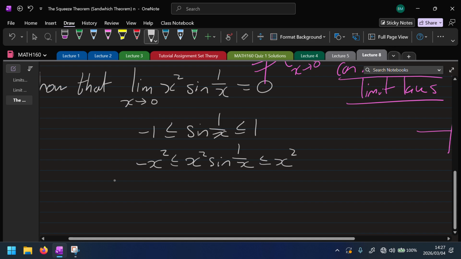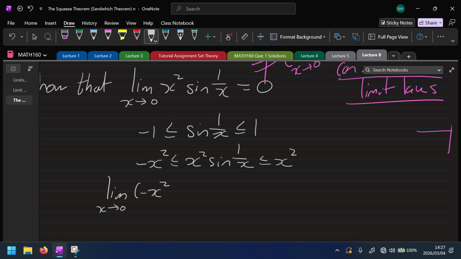So here we have the limit as x goes to 0 of minus x squared is less than or equal to the limit as x goes to 0 of x squared sine 1 over x, which is less than or equal to the limit as x goes to 0 of x squared. Okay, so we've set up the limits. Now let's check if this is squeezed between the same values.